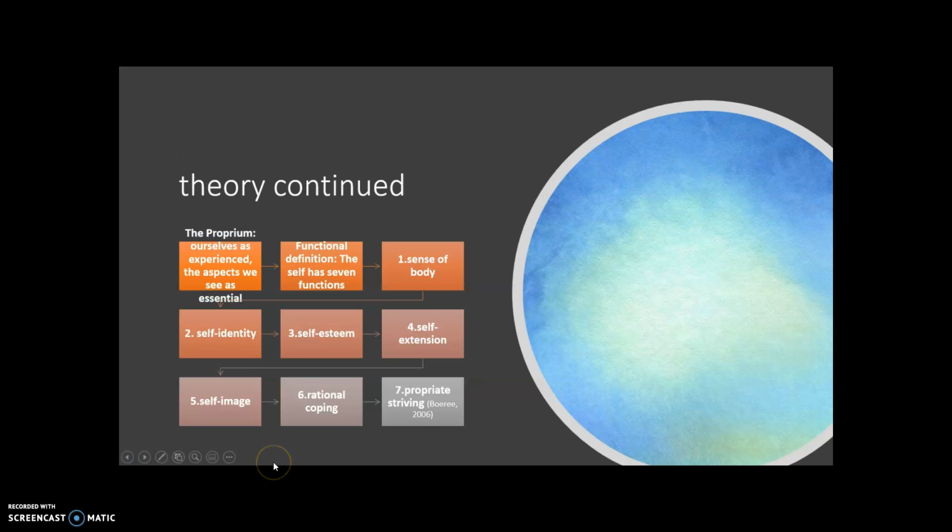There is number 1, our sense of body, which usually develops within the first 2 years of life. It has boundaries that pain and injury, touch and movement make us aware of. And number 2 is self-identity, which also develops in the first 2 years. We see ourselves as individual entities, separate and different from others, and this is our self-identity.